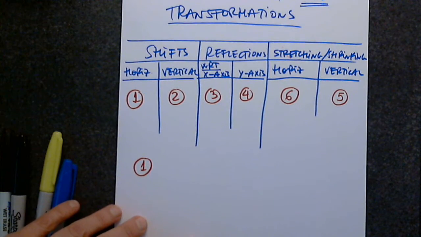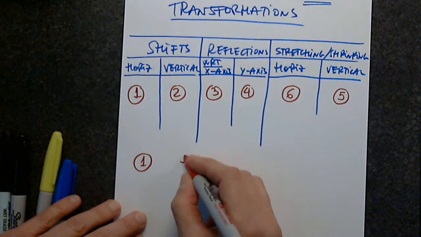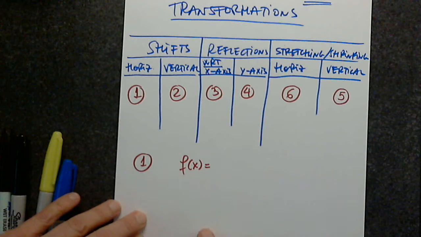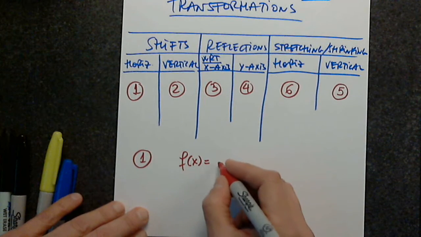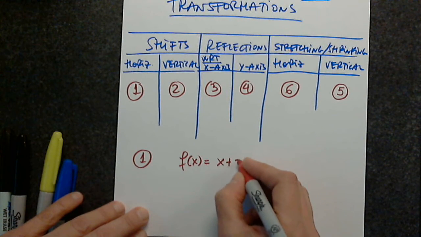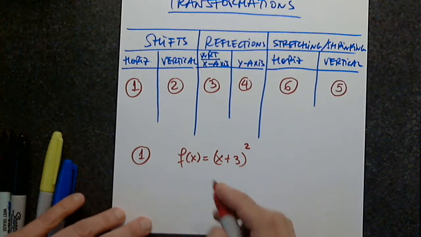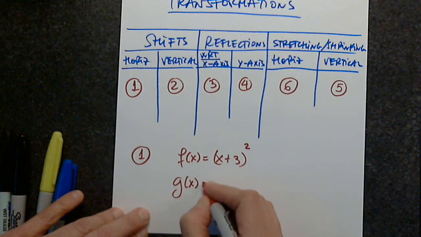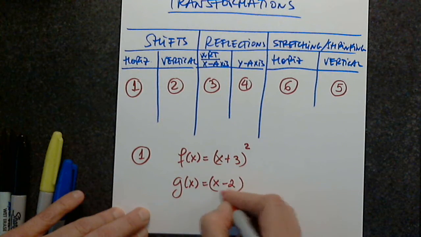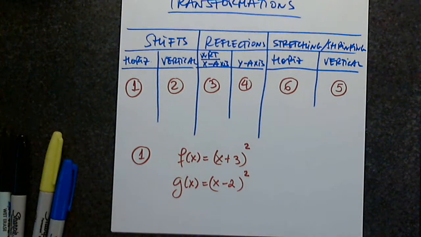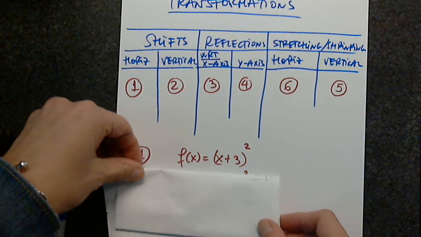Horizontal shifts. Okay. Let's suppose I'm given a function f, which is x plus 3 everything squared. I'm also given a function g, which is x minus 2 everything squared. Forget about function g for a moment. I'm going to cover it.